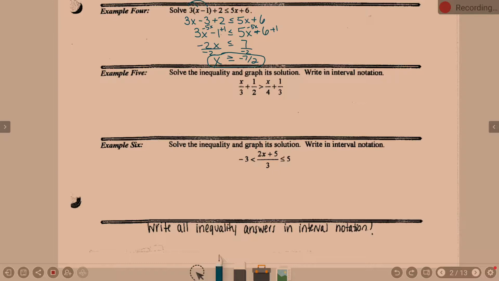Now, those of you that moved it and got a positive 2x on the right, your answer looks backwards until you flip it, yes? And just remember when you flip left to right, you of course change the inequality sign. Now, if you glance down at the bottom, it says write all inequality answers in interval notation. I talked about interval notation last week, right? How do we write x greater than or equal to negative 7/2 in interval notation?